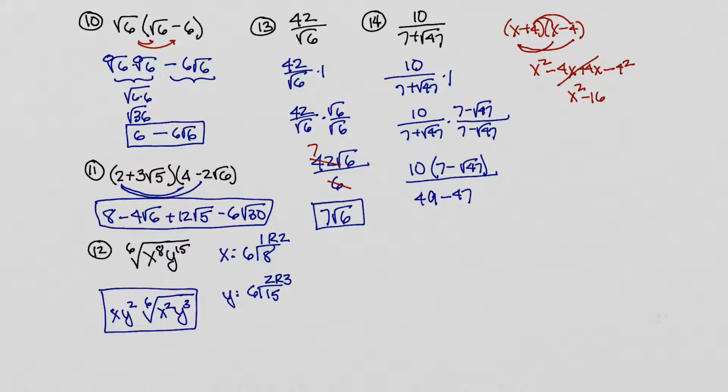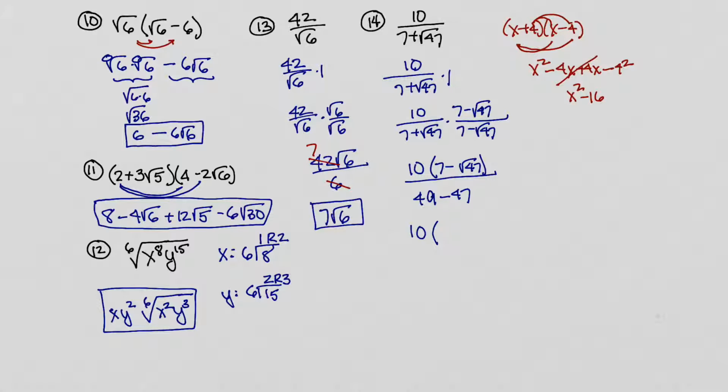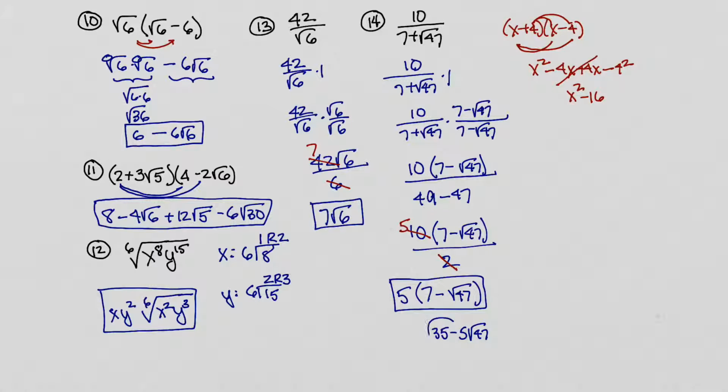Now we can do something in the bottom. In the top, I'm just going to rewrite it as 10, indicate it, don't multiply through yet. 7 minus square root of 47, close. All over 49 minus 47 is a 2. And then as it turns out in this problem anyway, 2 will go into 10 5 times, and that will leave us 5 times the quantity 7 minus square root of 47. And I'm going to leave it like this. I suppose you could multiply it through if you like, getting 35 minus 5 square roots of 47. You could do that, but I like factored form, so I'm going to leave it just like this.